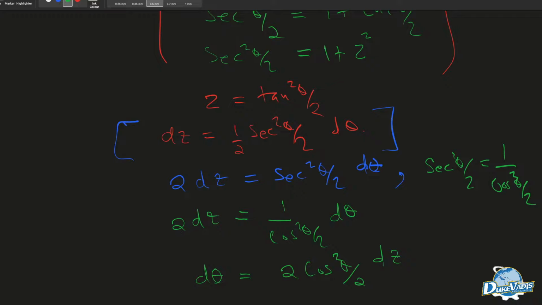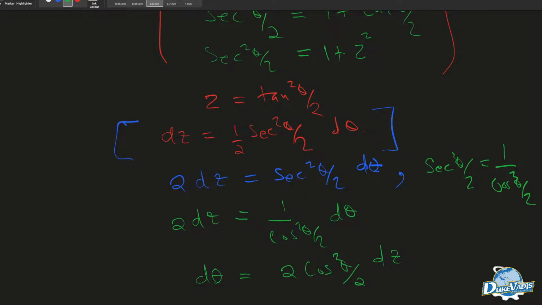Yeah, because that's what we see. We have 1 over sec squared theta. When we differentiate the tan squared theta, that's what we got. So 1 over cos squared theta, as we substituted, that's what we have got. So what do we do? We can do something wonderful. So we have to do our substitutions.